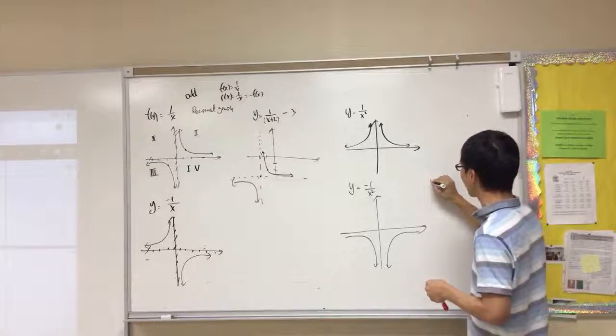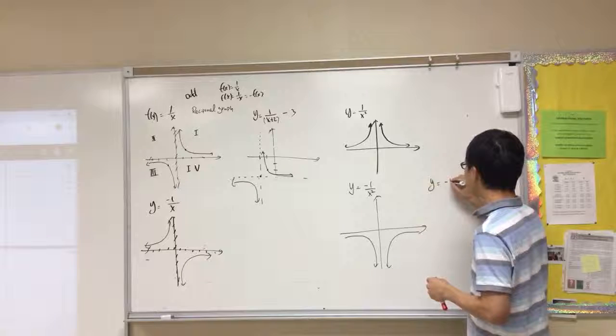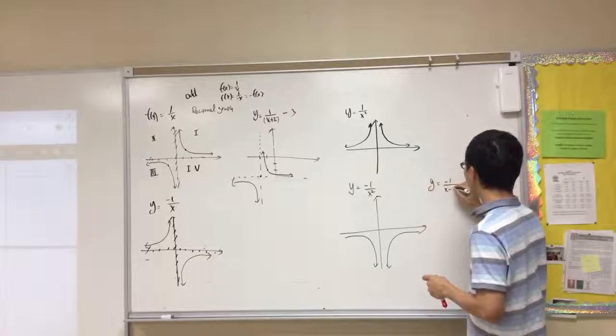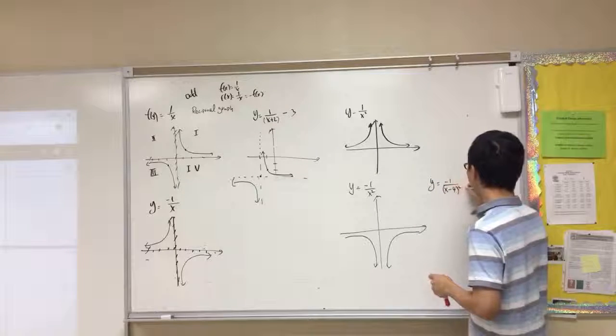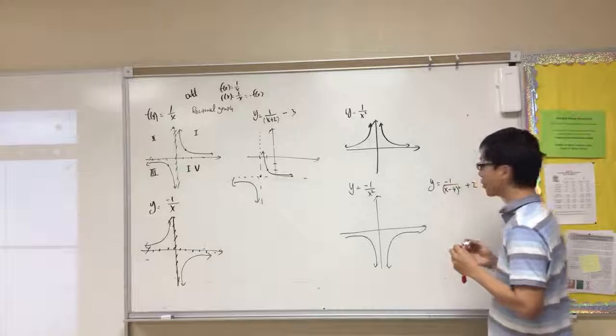So here's what I want you to graph: y equals negative 1 over (x minus 4) squared, plus 2. What would this graph look like?